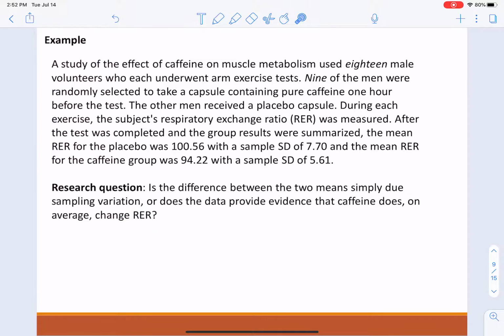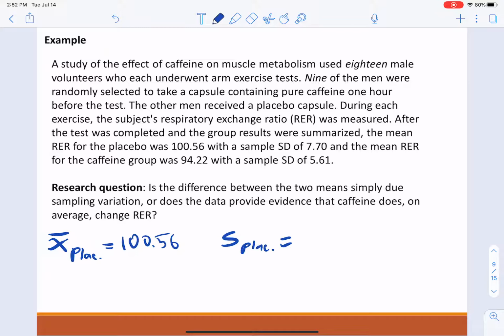That's the research question. You go out and do the experiment, and you find that, we'll just say X bar of the placebo group equals 100.56. The S of the placebo is, actually, let me not do that. S sub P means something else.